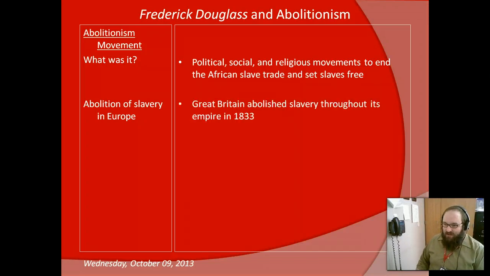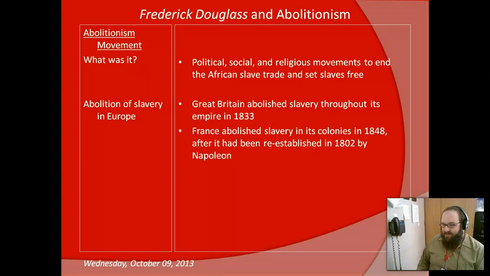Just to give you some global context about abolition of slavery in Europe, Great Britain abolished slavery throughout its entire empire in 1833. And so you can see that it took America another 30 plus years to get on that boat, board, train, whatever. France abolished slavery even earlier than this, technically, back in the 18th century. But it had to abolish slavery once again, which it did in 1848. It had been reestablished by Napoleon in 1802.